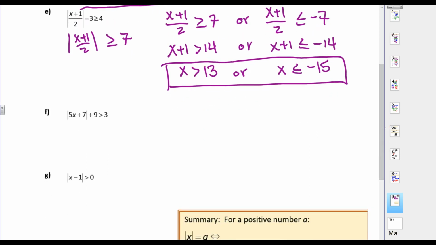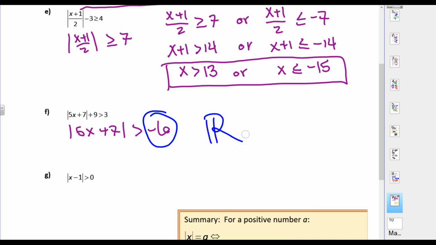All right, F. On F, I'm going to start off by subtracting 9 either side to isolate the absolute value. So I get the absolute value of 5x plus 7 is greater than negative 6. Pause. We just got a negative. That means we have to stop and think a little bit. Greater than negative 6: all absolute values are always positive, therefore they're always greater than a negative. So my answer is the very easy, all real numbers.